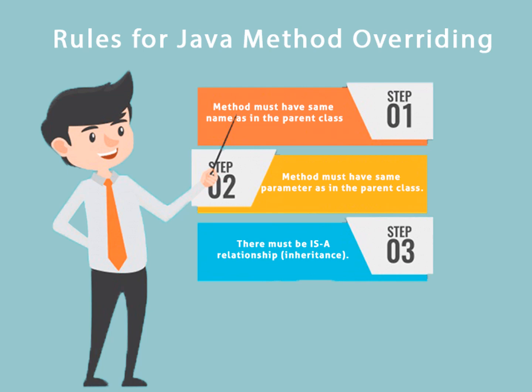So there are three rules if we want to implement method overriding. The first rule is that the name of the method in the parent and child class will be the same. The number of parameters in the parent and child class will be the same. And the third is that we can implement method overriding only if there is inheritance. So there must be an IS-A relationship if we want to override the method.